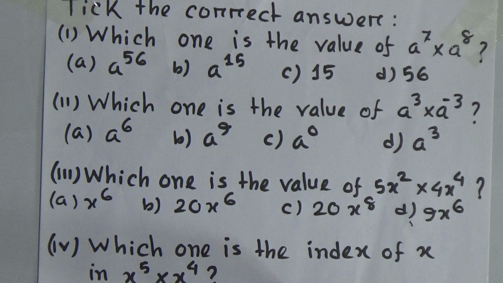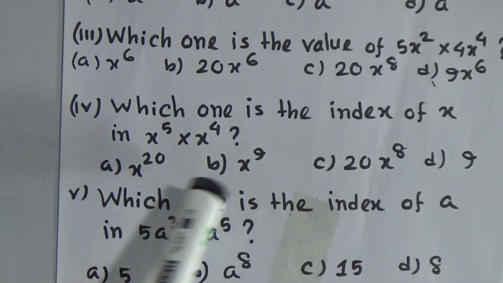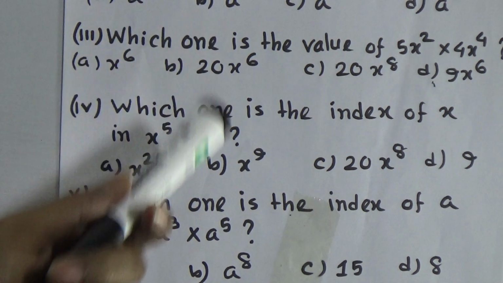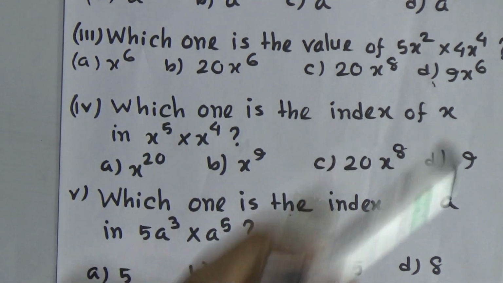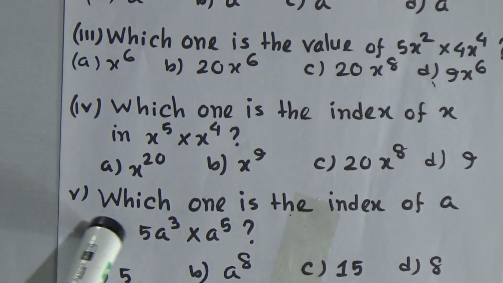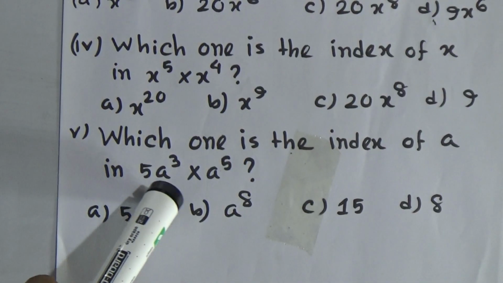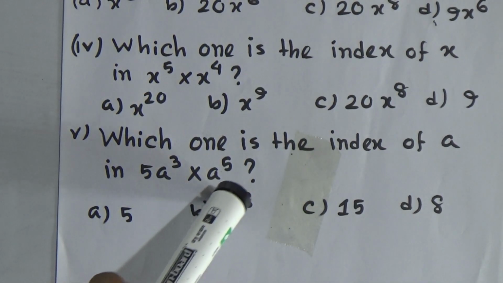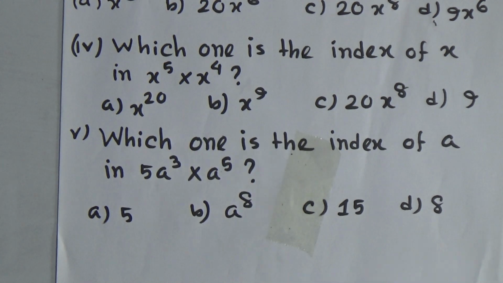4 number, which one is the index? Index, that means the power in x power 5 into x power 4. Okay, A number, B number, C number, like this way. Which one of the following is correct? Then you give the tick sign. 5 number, which one is the index of a in 5a cube into a power 5? Index, that means power. Okay, similarly you have to solve. Dear student, you submit this on 29th May 2021.